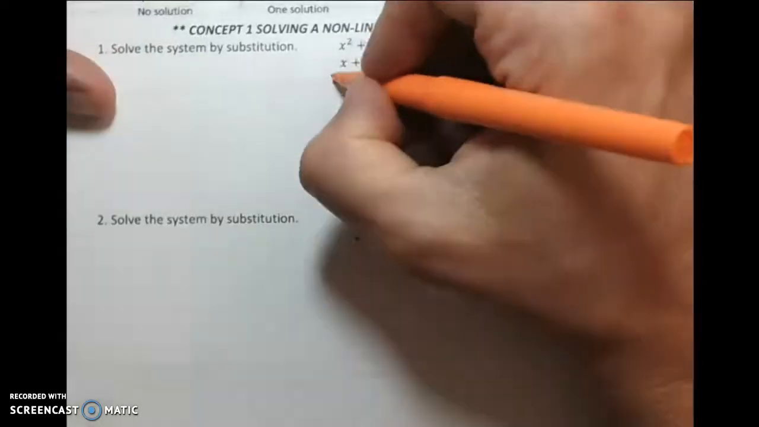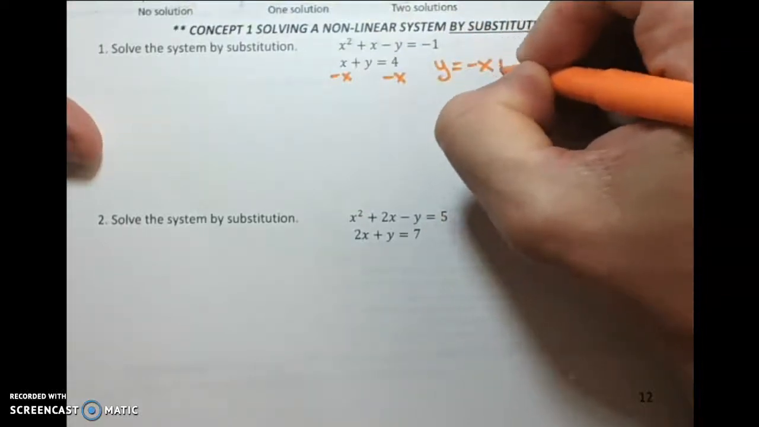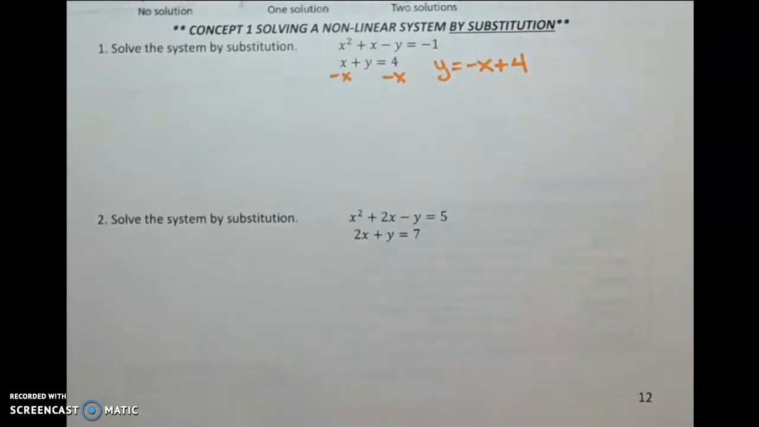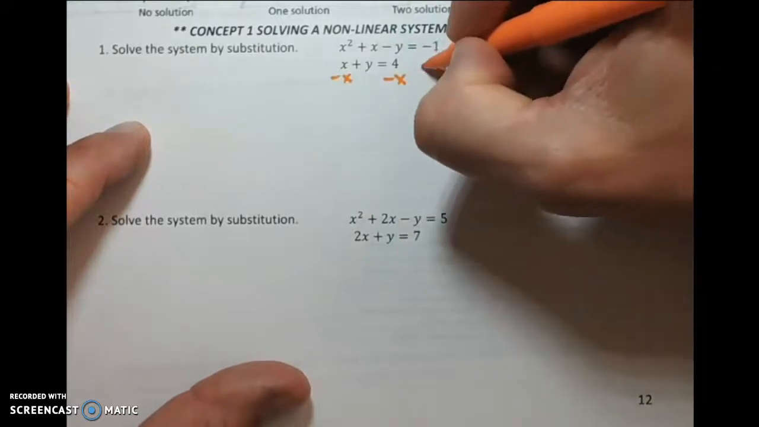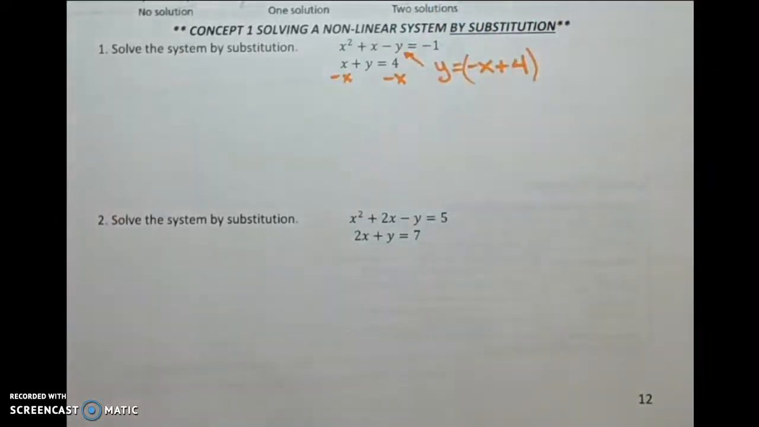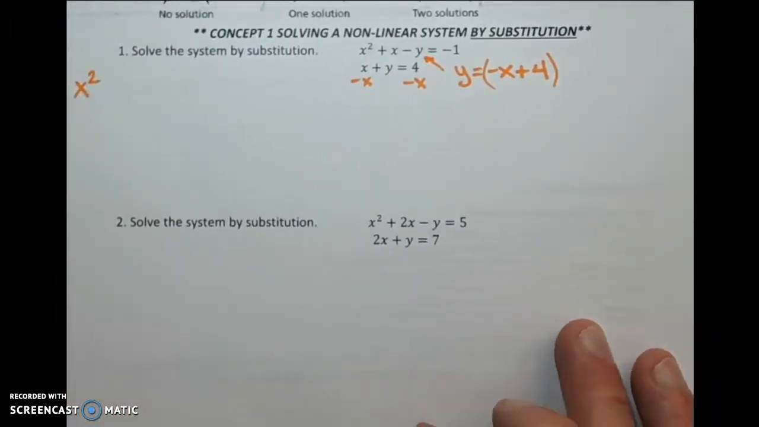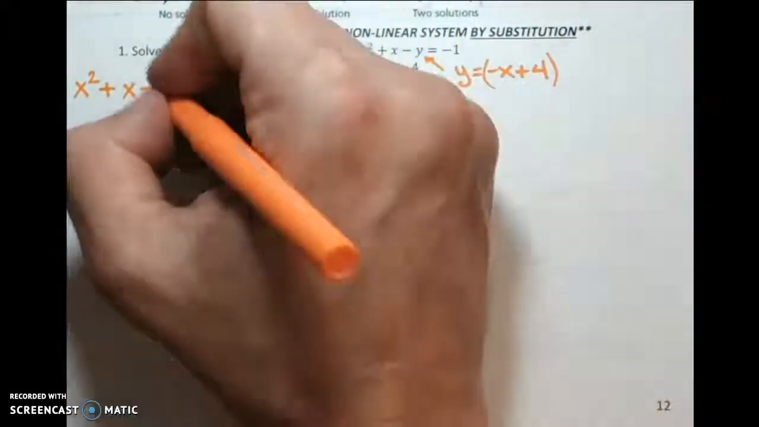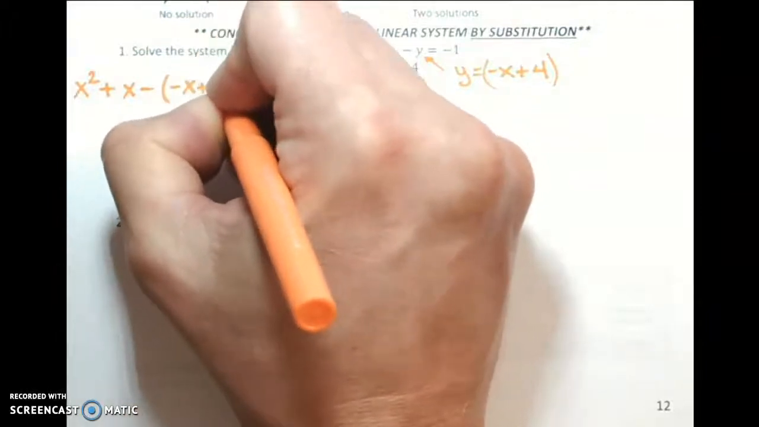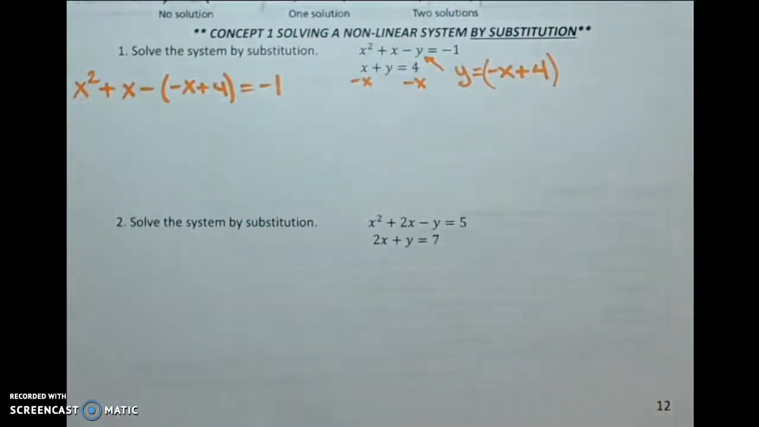What I mean is I'm going to go ahead and subtract x from both sides of the equation right here, and I get y equals negative x plus 4. Right? And what I'm going to do is basically take that negative x plus 4 and substitute it right there in for y. Alright, so let me write that over here. So I have x squared plus x, and then it's minus y, but I'm going to substitute negative x plus 4 in for y equals negative 1.